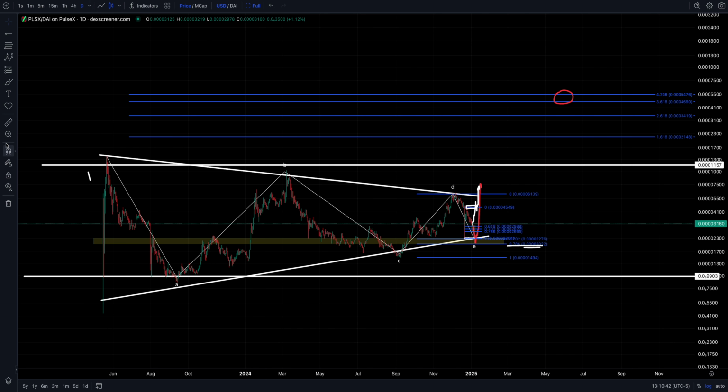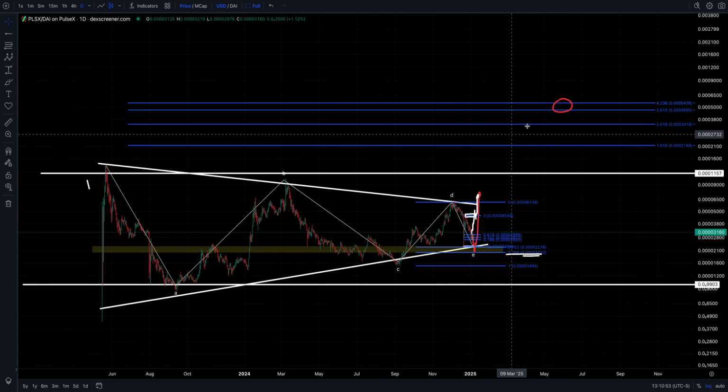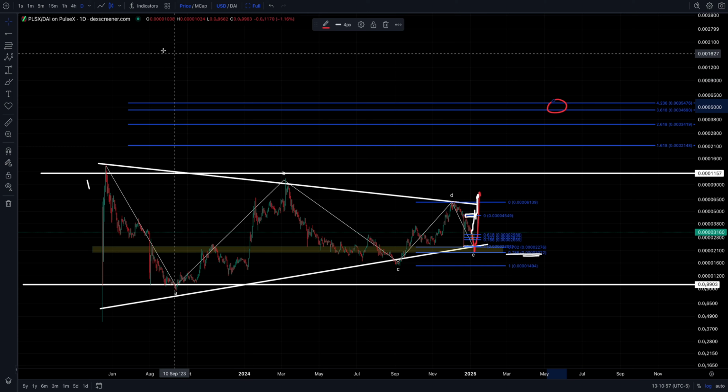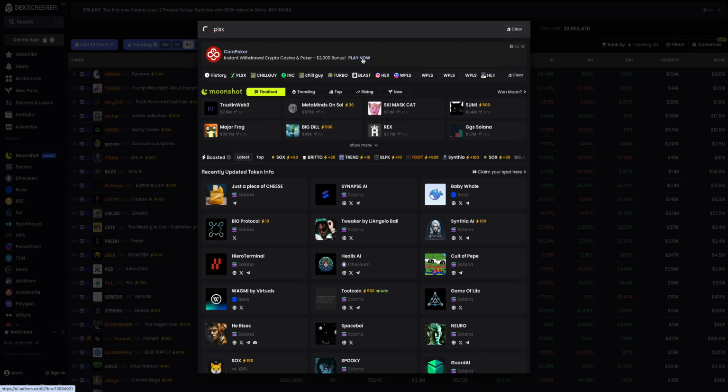So from the current price, let's just say you YOLO'd in right now. From the current price, that would be about a 16x. Okay, and this is just minimum target. I think it's going to go higher than this. Okay, let's go ahead and take a look at PLS over here.